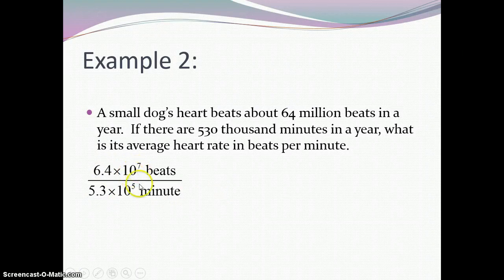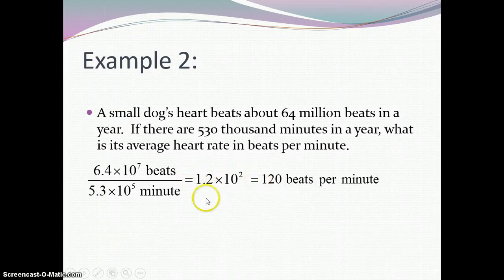And 10 to the 7th divided by 10 to the 5th. This is our like bases. Subtract exponents should give me 10 squared. And I get that. This isn't scientific notation, so I'm done. Alright, if this was 12 times 10 to the 2nd, we'd have to move the decimal back and add 1 to my exponent on the 10. Alright, which is, oh, yeah, we got to convert, 120 beats per minute.